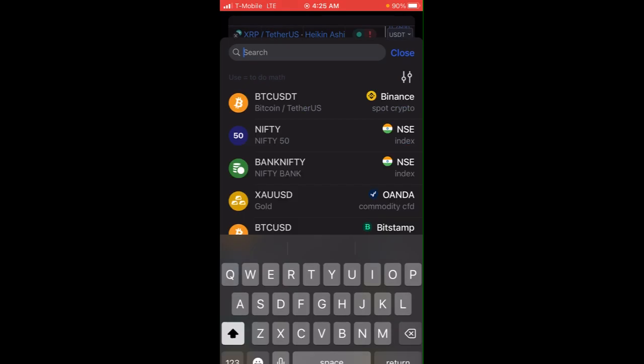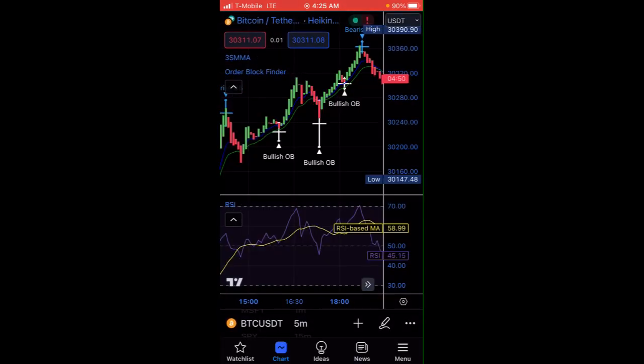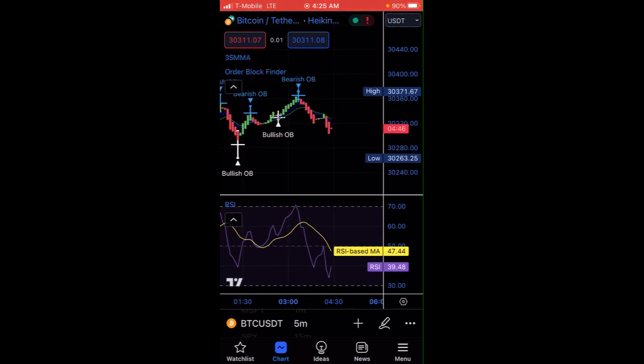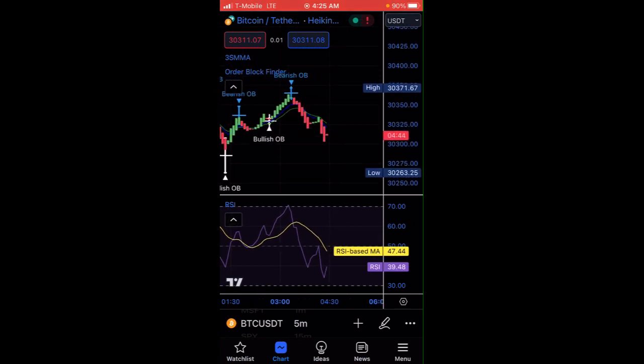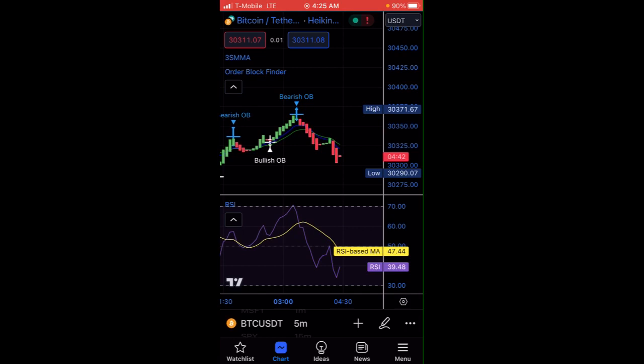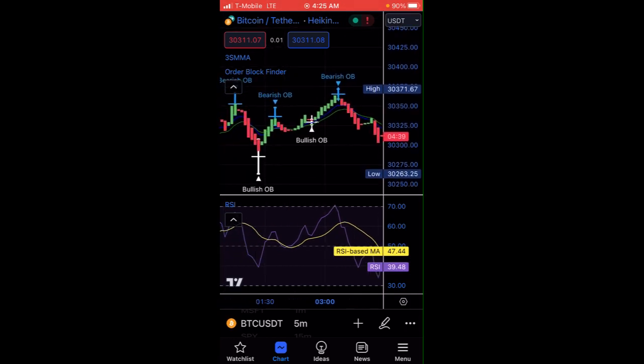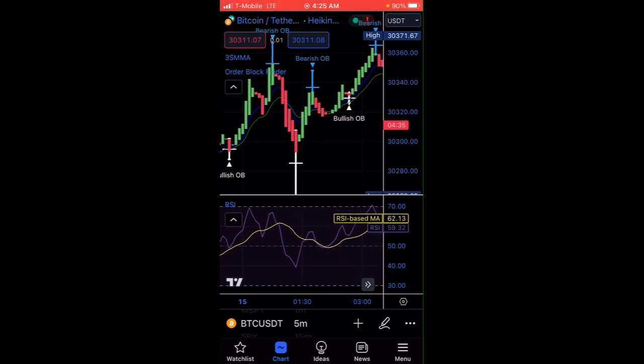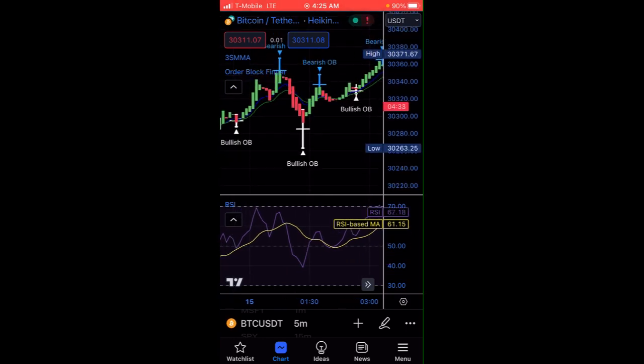Let's look at Bitcoin real quick, see if this works for Bitcoin and how well it works. Okay, so we see bearish, it picked up on that. Bullish, it picked up on that. It picked up on that little bearish pump. Small, but it picked it up.